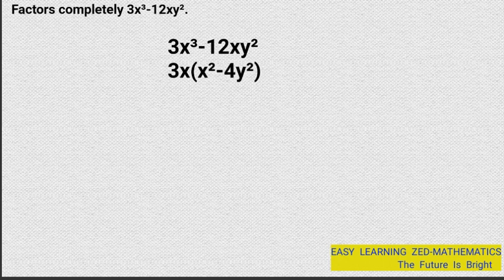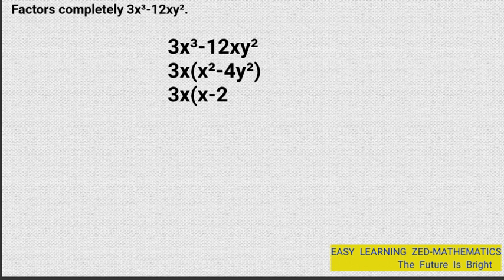As you can see, the two terms in the brackets are raised to the power of 2. That means we can further factorize x squared minus 4y squared. So I'm going to write 3x. Then, the square root of x squared is x, so we write x, then minus, the square root of 4 is 2.